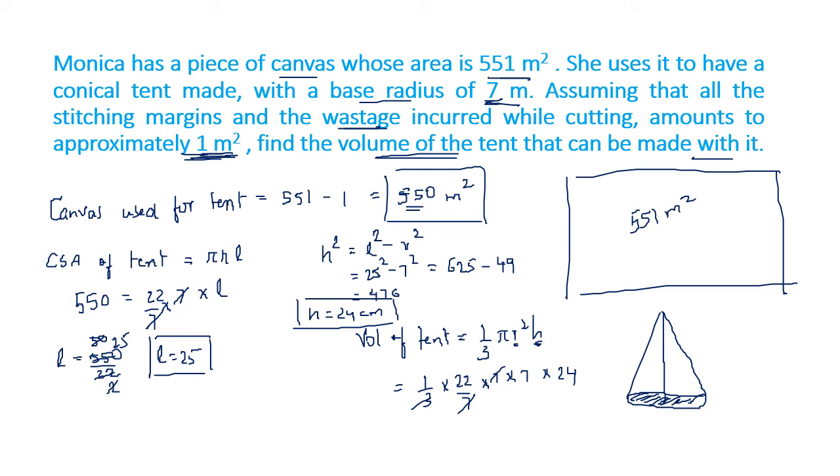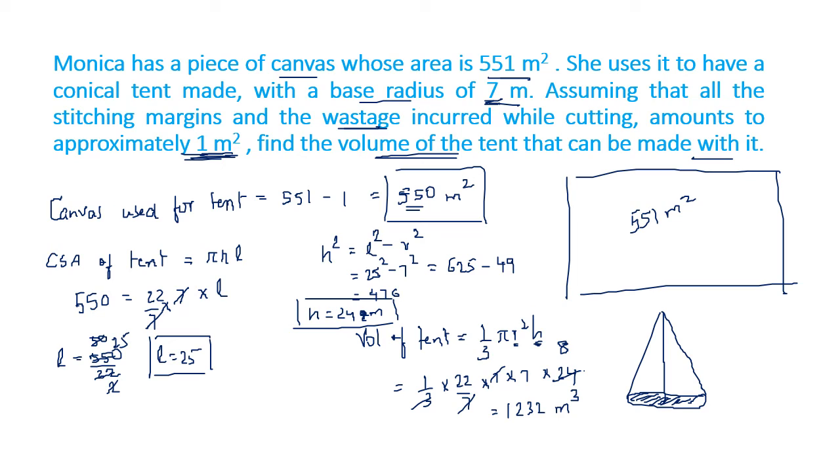1 by 3, 8 the, so 22 into 7 into 8. Calculate 22 into 7 into 8, and we get the volume 1232 meter cube. Sorry, take care of the unit. This is in meter, 24 meters.